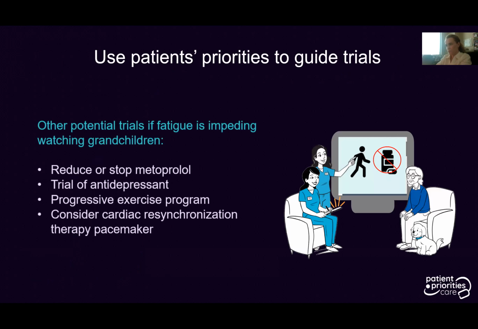So here are some additional strategies you might have thought of. A trial of antidepressant, progressive exercise program, or even a referral to cardiac resynchronization therapy pacemaker if her ejection fraction qualified her for that. So these are sort of where you might go mentally when you're thinking about your patient's case and aligning her decisions. So that leads me into the next slide, strategy 3.